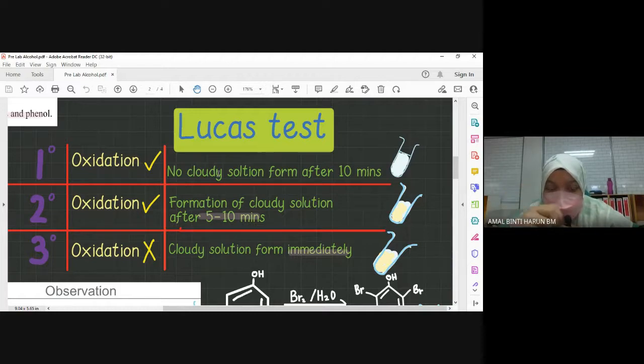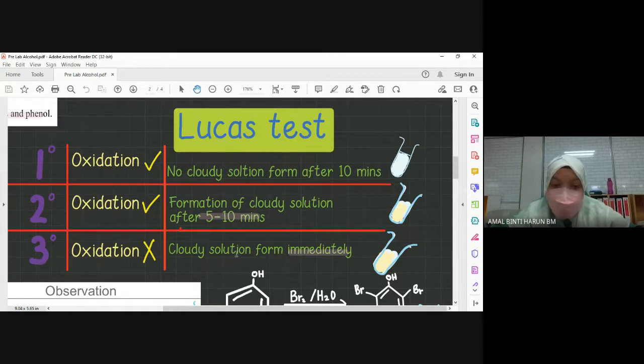Okay, kita dapat clear solution saja. Macam tak ada perubahan bila kita mix. Kita tunggu selepas 10 minit pun masih sama. Okay, if there is no changes, no cloudy solution form, that means it is primary alcohol. Tapi kalau kita ambil alkohol tu dan kita campurkan dengan Lucas reagent, kemudian kita dapati dalam masa 5 hingga 10 minit ada cloudy solution form. So, tengok dekat test tube macam ada 2 layer dan ada larutan yang keruh. So, tapi ambil masa dan dia adalah ciri cloudy, ciri secondary alcohol.